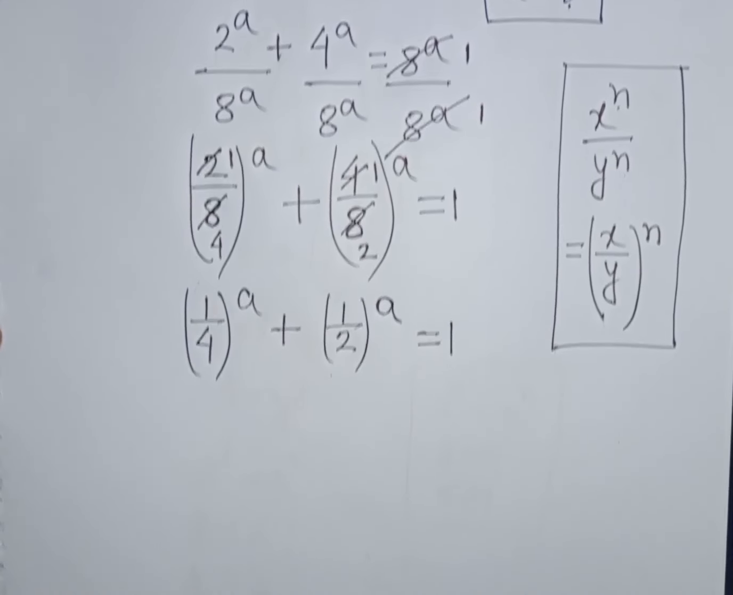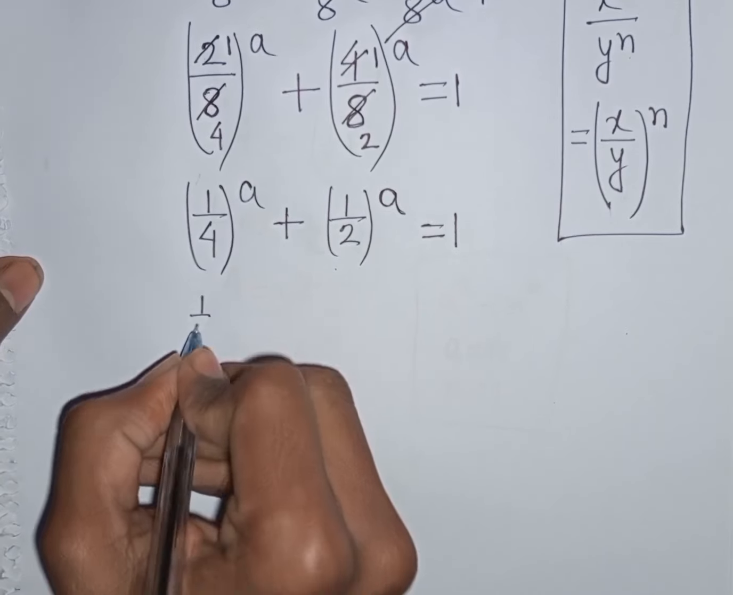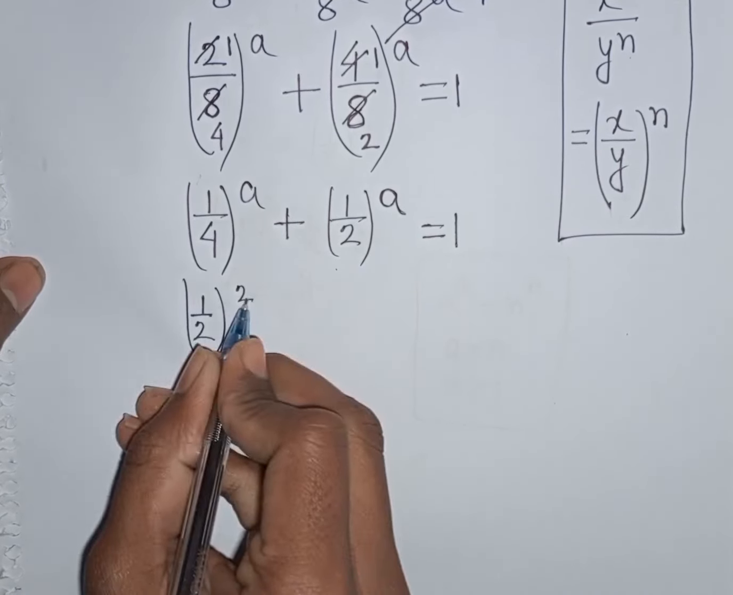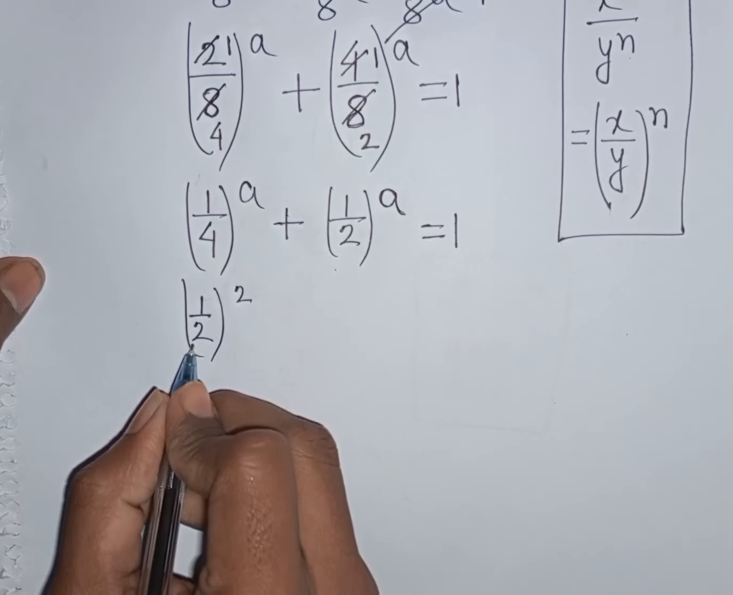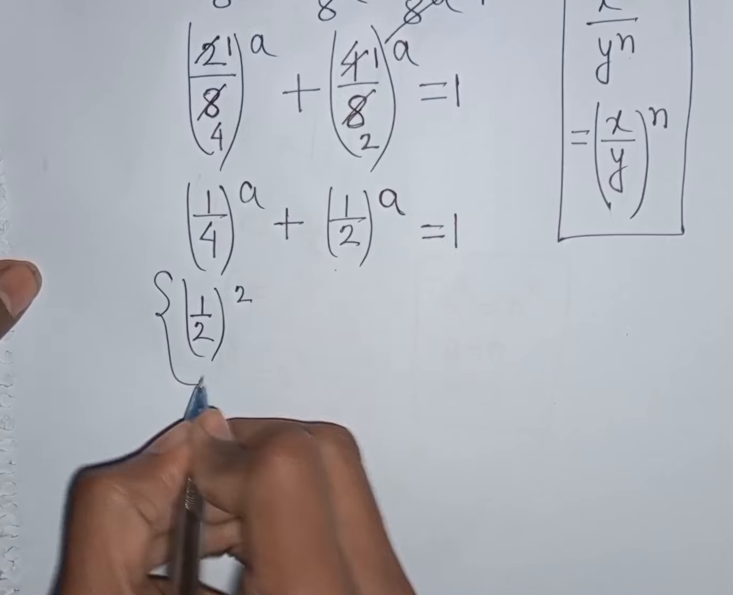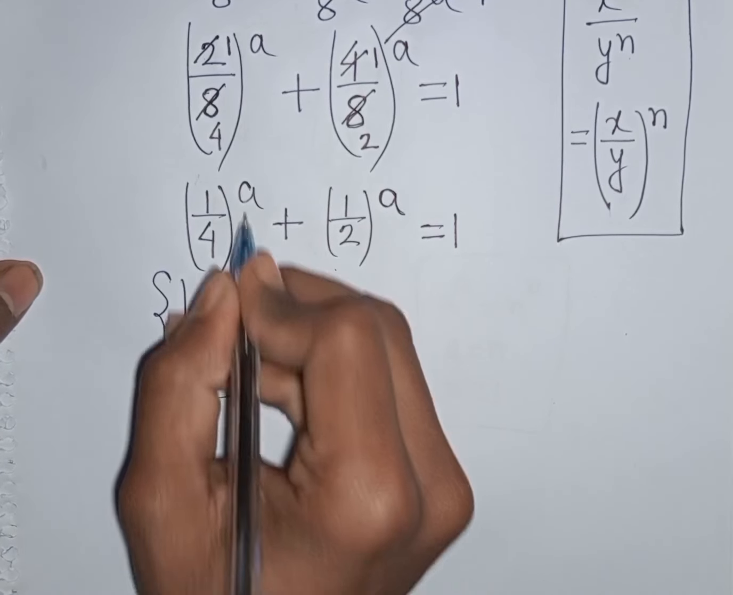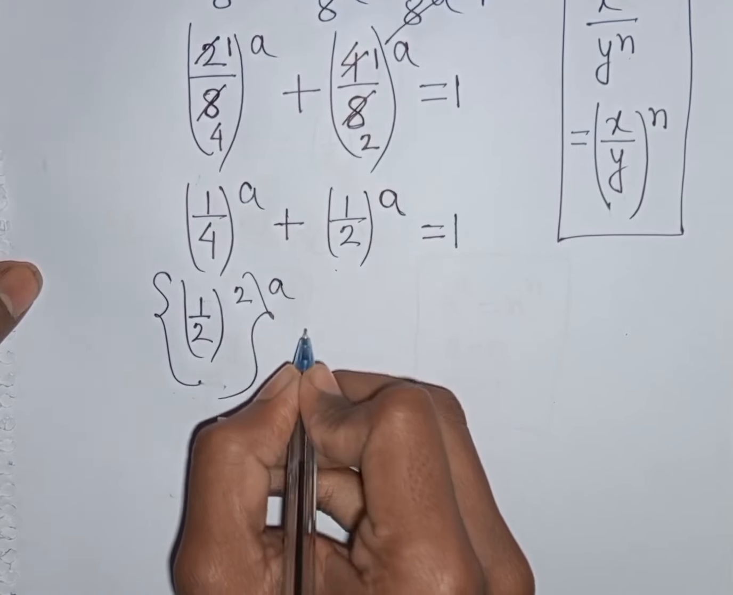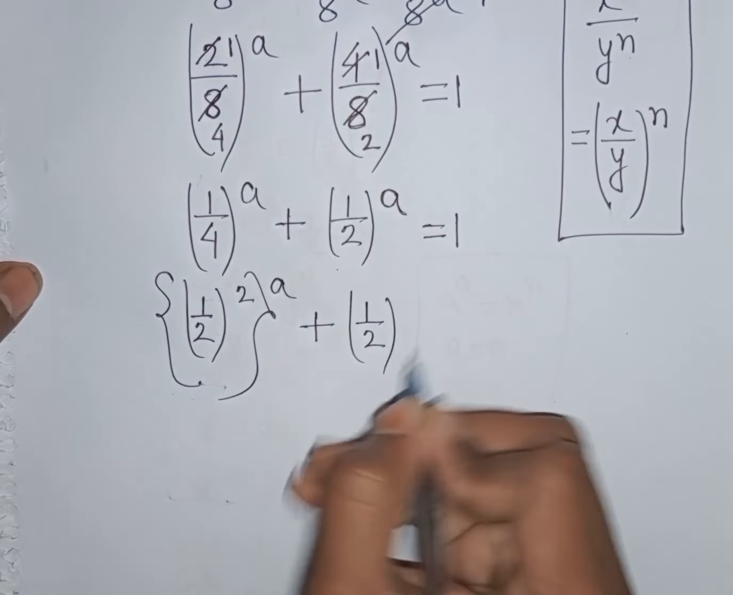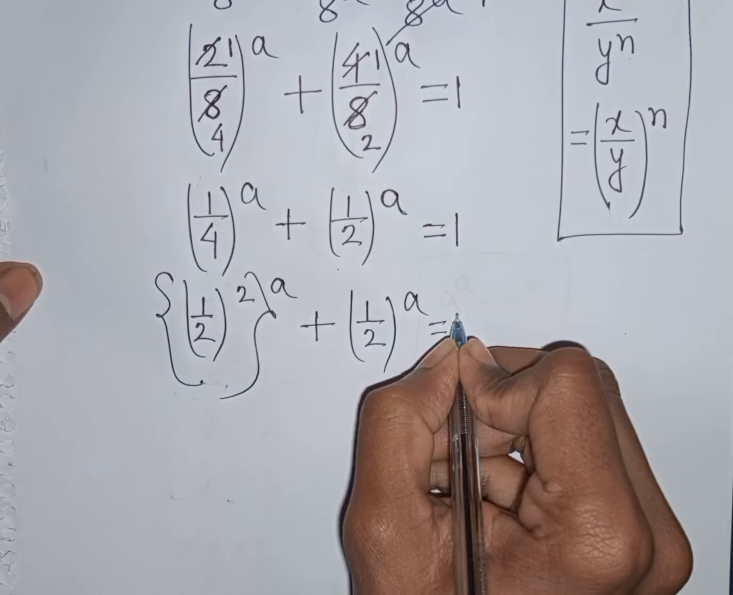Now 1 by 4 can be written as 1 by 2 bracket power 2. 1 square is same as 1, 2 square is same as 4. Then first bracket can be written as second bracket. This first bracket can be written as second bracket, then power of a, plus 1 by 2 bracket power a is equal to 1.